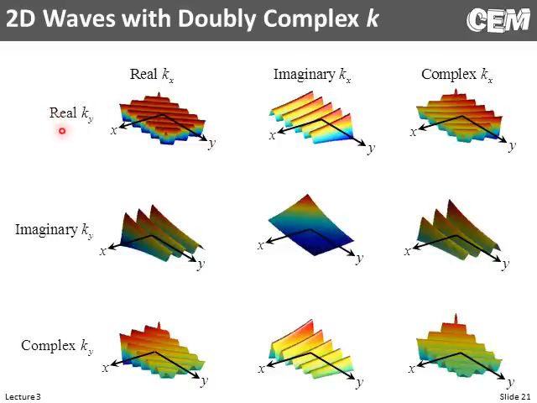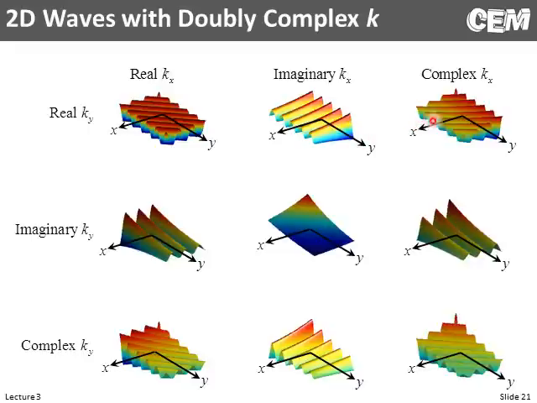Now, let's keep ky real. So we're going to have oscillations in the y direction. But now we have a purely imaginary kx, so it's going to decay in the x direction. So we have pure decay in the x direction and pure oscillation in the y direction. And this happens all the time. It's a real thing, as you'll see.